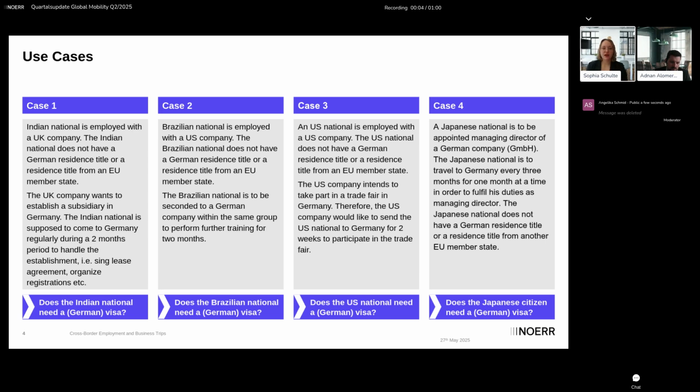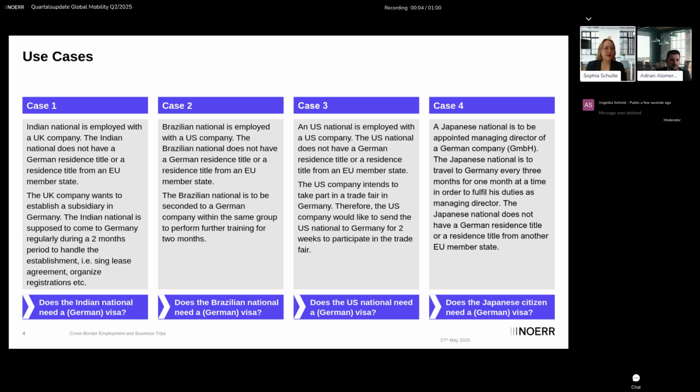Our last case will concern a Japanese national who is appointed as managing director to a German company, and therefore has to come to Germany on a regular basis to fulfill his obligations as managing director of this German GmbH. And for all these cases, we are going to answer today the question: does this individual need a German visa? And if so, which type of visa is required?